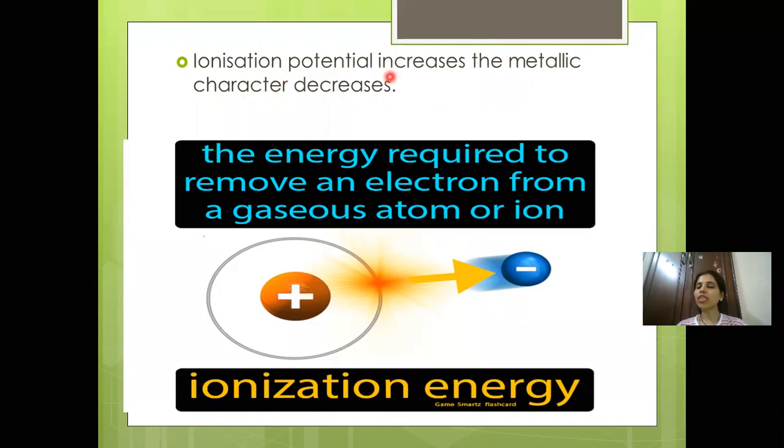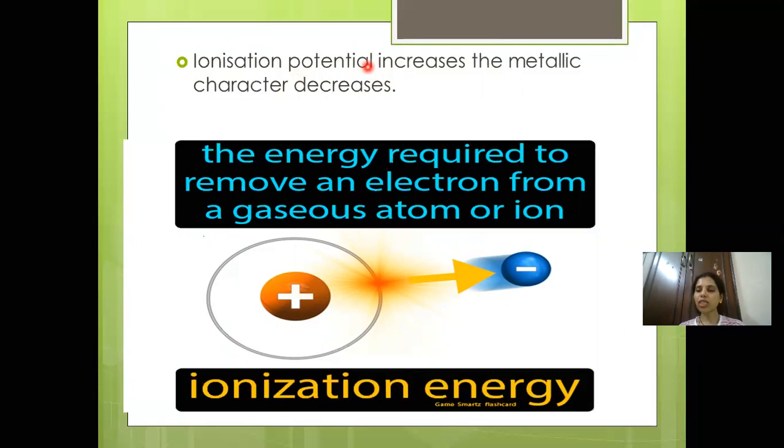So ionization potential increases, metallic character decreases, because the energy required to lose the electron, to remove the electron, if it is less, because as it is easily losing the electron, IP required is going to be less. If less energy is required, then the metallic character is more. So it is inversely proportional. You have to understand that IP and metallic character are inversely proportional.